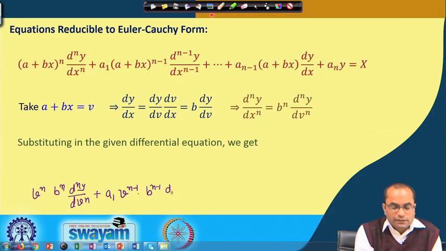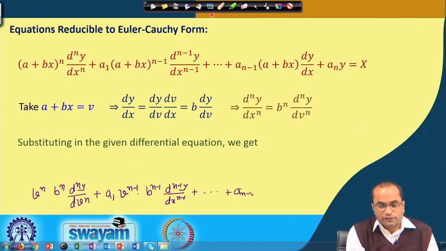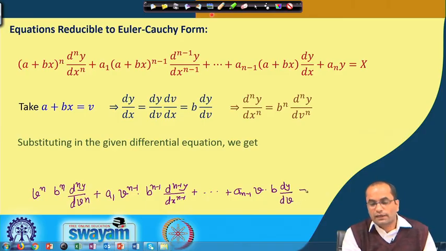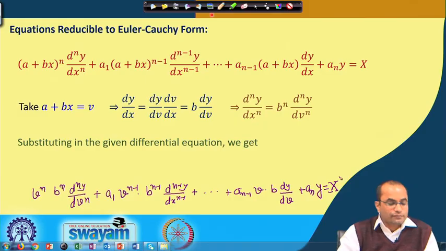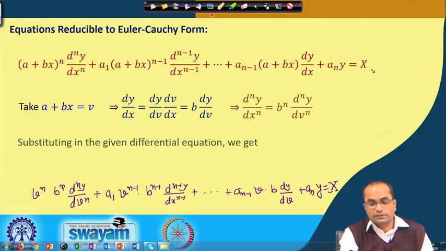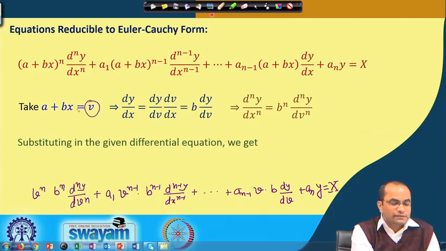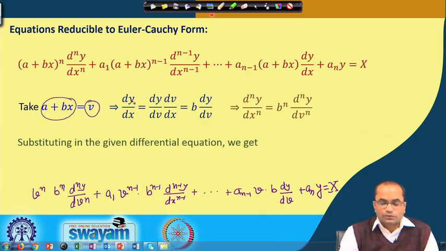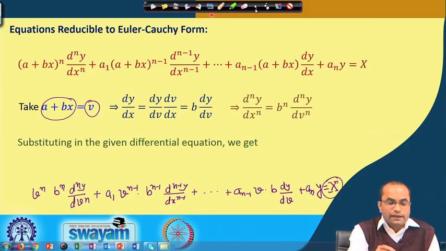So, the b n minus 1 d n minus 1 y over dx n minus 1 will come, and this will be continued for this a n minus 1. Here a plus b x is v, and dy over dx is b dy over dv, and so on up to a n y. This will be equal to x, and x is a function of x here, but that will be converted again: this x will be set to the form of v. So, some function of v will come instead of the right hand side x.